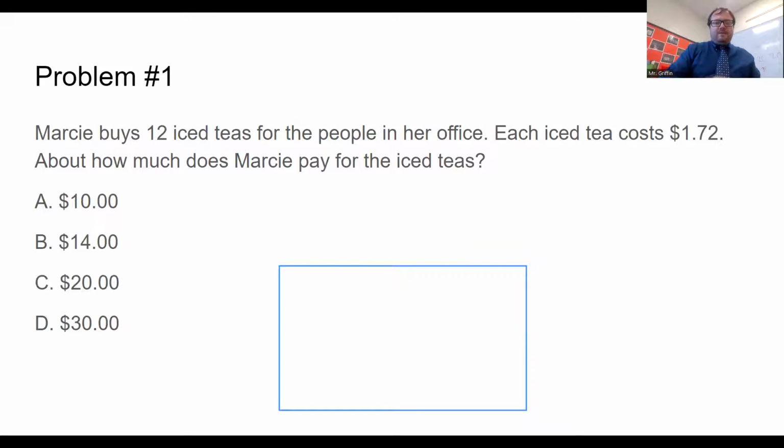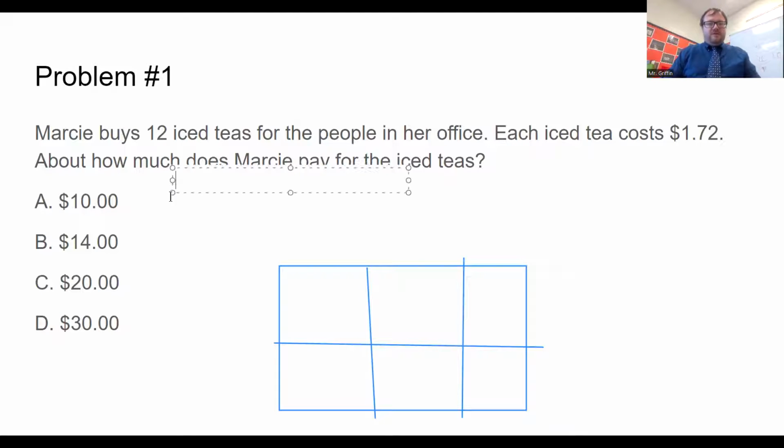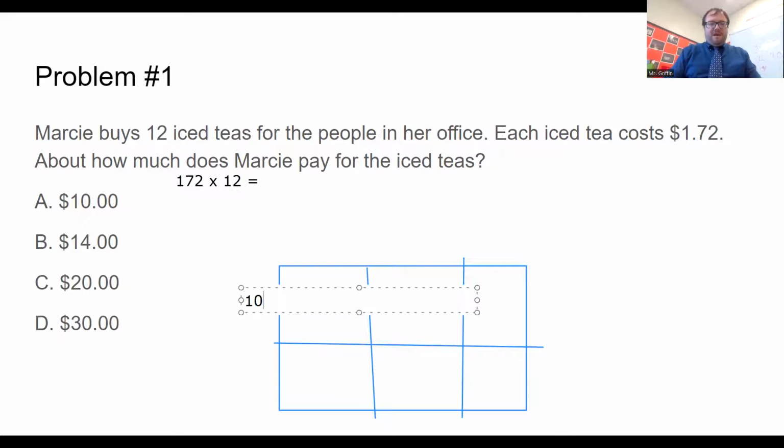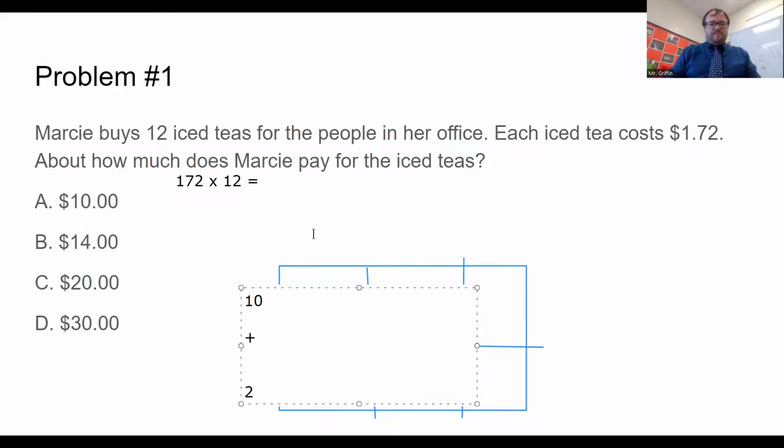It is a 3x2, so I will need a little bit of room. And I know that I'm doing 12 times $1.72. Now, when we multiply decimals, we always drop the decimal. So for how we're going to solve it, it is 172 times 12. And then my right-hand side is going to have the 12.